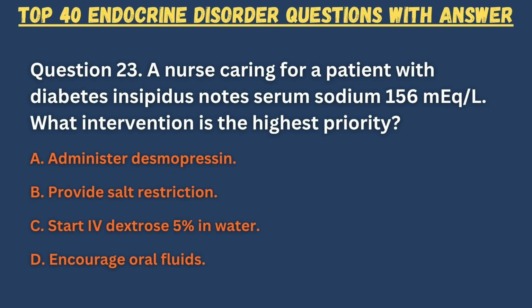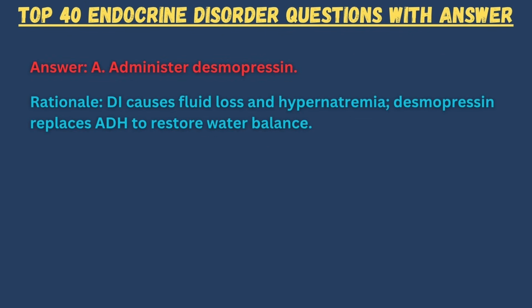Question 23. A nurse caring for a patient with diabetes insipidus notes serum sodium 156 milliequivalents per liter. What intervention is the highest priority? A. Administer desmopressin. B. Provide salt restriction. C. Start IV dextrose 5% in water. D. Encourage oral fluids. Answer. A. Administer desmopressin. Rationale. DI causes fluid loss and hypernatremia. Desmopressin replaces ADH to restore water balance.